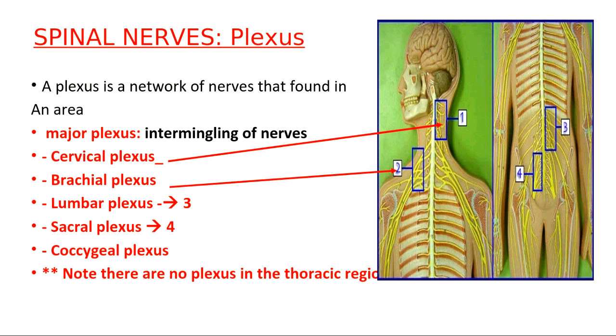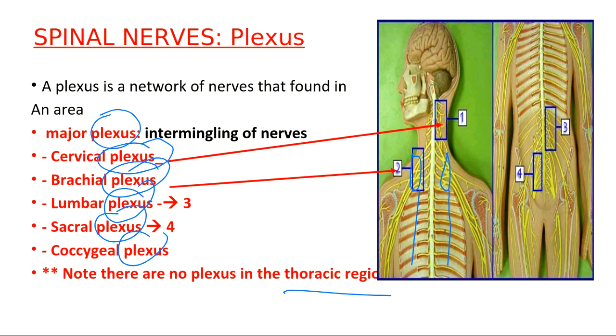From there, they're going to branch even more, creating these networks of nerves, which we call plexus. And so there's a cervical plexus, a brachial plexus, there is a lumbar plexus, sacral plexus, and coccygeal plexus. The only place where there isn't this network of nerves combining with each other, but rather spinal nerves leave very cleanly from there, in between ribs, is the thoracic region. So there's not a thoracic plexus.